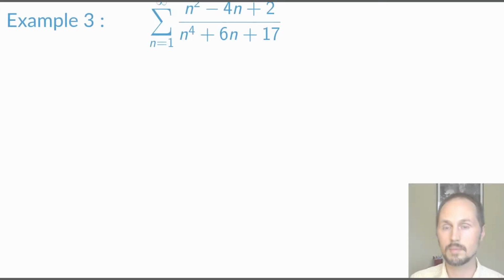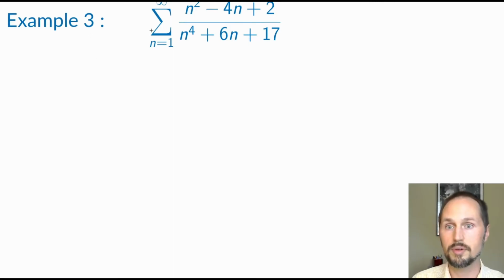Okay, now let's do one last example of using the ratio test, looking at whether a series converges or diverges. And to blow the punchline, this series is going to be one where the test is inconclusive. So here we have the series sum n equals 1 to infinity of n squared minus 4n plus 2 divided by n to the fourth plus 6n plus 17. Now, this series here, we're going to go ahead and apply the ratio test.